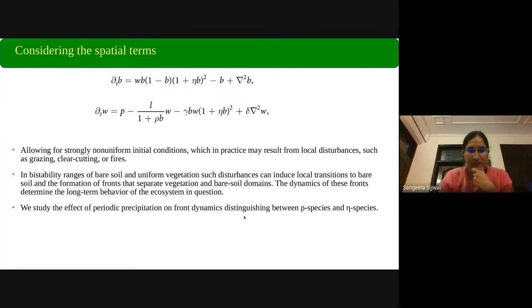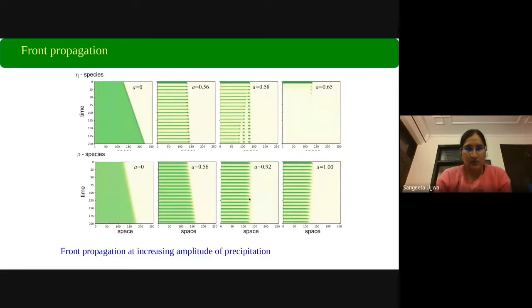So here what we do is we start with a non-uniform initial condition. On the x-axis we have space, and on the y-axis we have time. So at t equals zero, we start with a non-uniform state.